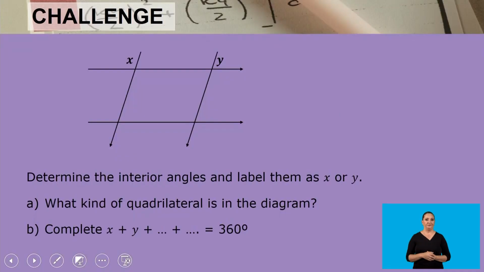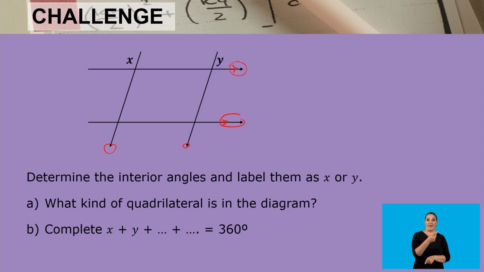Let's look at a challenge for today. Just add a new marking there to make sure that I have two arrows here and there, and I have single arrows there. So that means the lines that are vertical or almost vertical are parallel to each other, and the two lines that are horizontal are also parallel. So it's two sets of parallel lines.